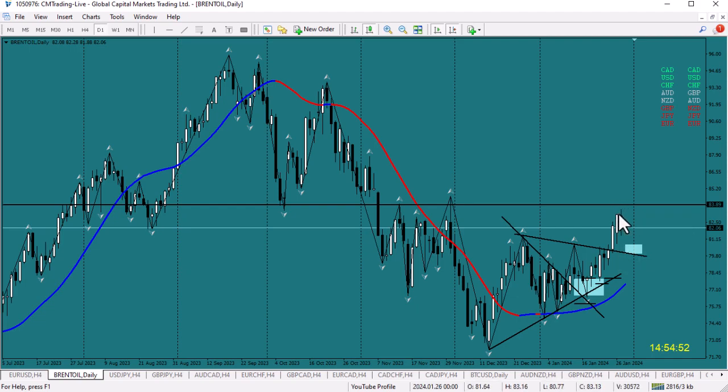Brent oil, we got the long on the hammer candle, and sadly I really hoped that I could get a target before it started to retrace, but I'm still keen on adding. My stop is at entry, I can't lose money. I'm still keen on adding to the trade once it gets here.